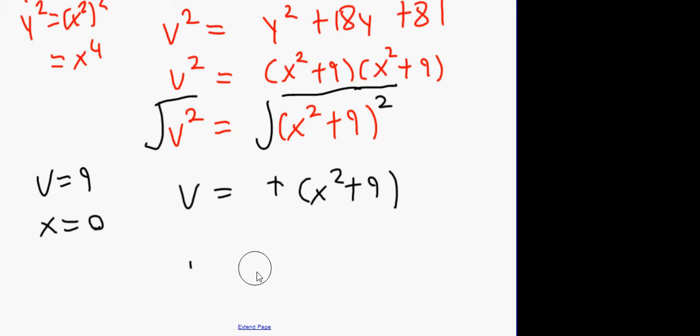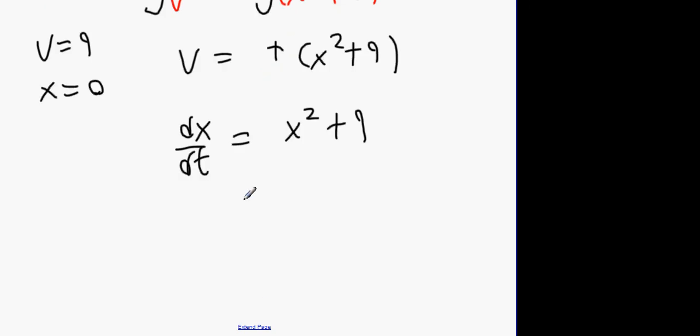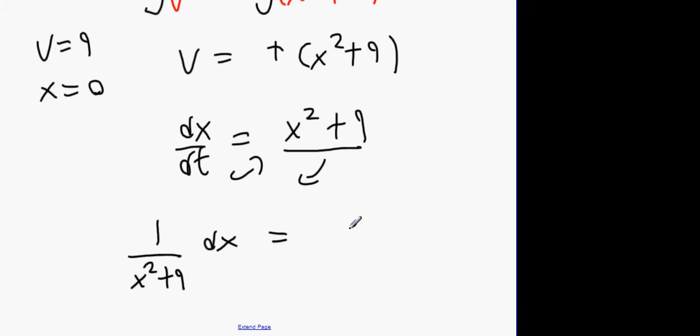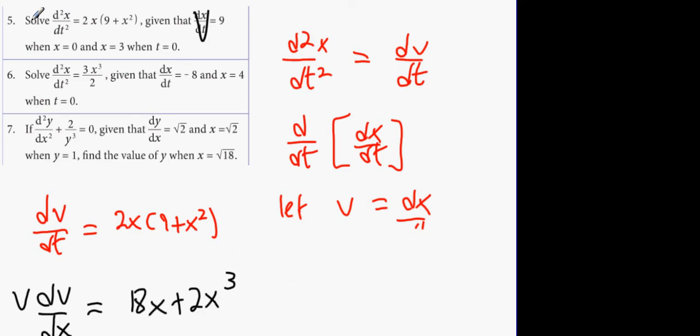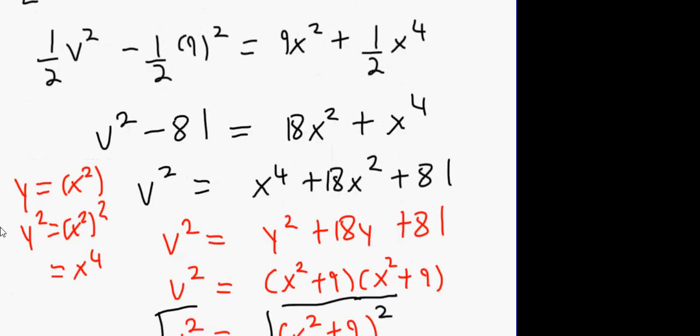Now that we have that done, what we're going to do next is convert v back into dx dt. Next step, we're going to cross multiply, bring the t up, bring the x squared plus 9 down. We're going to get 1 over x squared plus 9 dx equals dt. Integrate. X on top for this one, t on top for this one. Recheck your limits. My limits are x equals 3 when t equals 0.